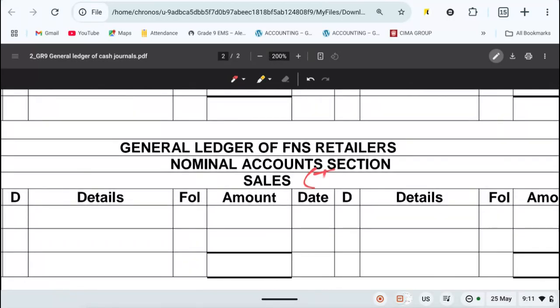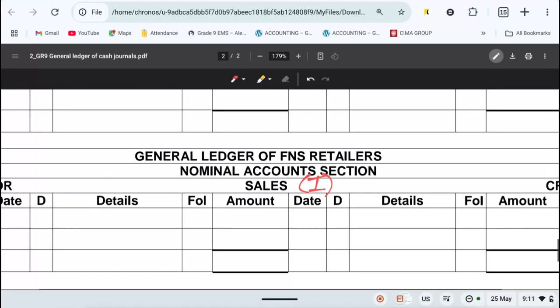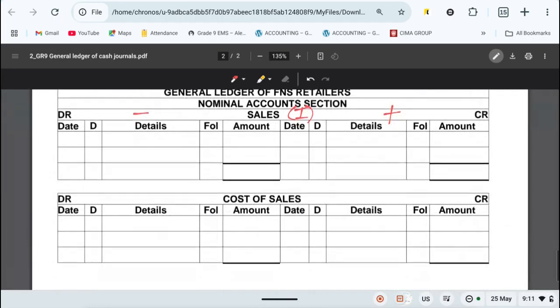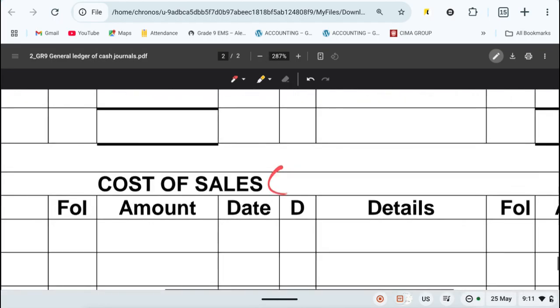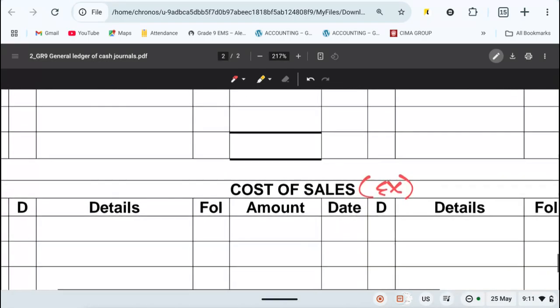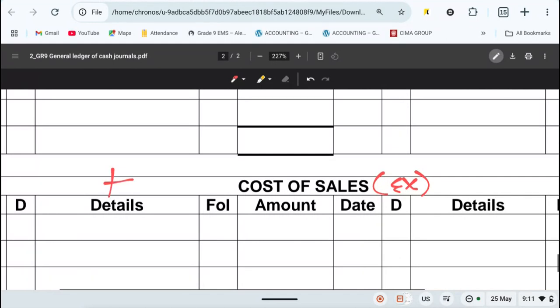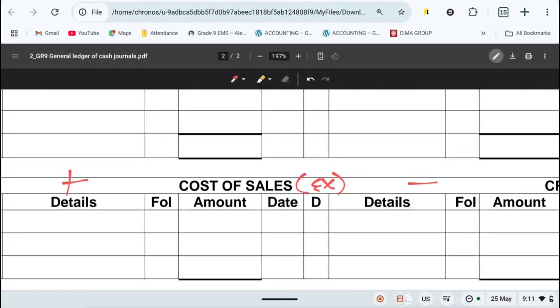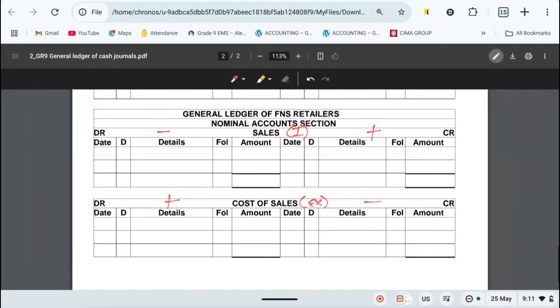And then sales is an income made from selling goods. It increases on the credit, decreases on the debit. And then cost of sales is the cost of the goods that were sold. It's an expense because it has to be subtracted against sales. So it increases on the debit, decreases on the credit side. I hope you understand that.